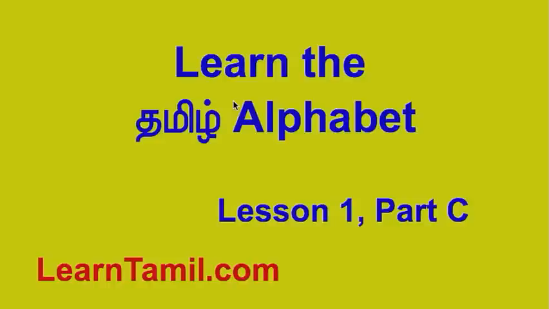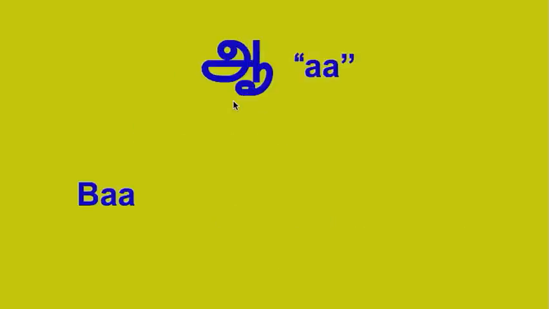This is the last part of Lesson 1, Part C, and in this lesson we're going to learn an additional vowel. Now, this may look very familiar. We've already learned the short vowel, and this is the long form of it. The closest English word I could think of that approximates this vowel is "baa," as in the sound a sheep makes.